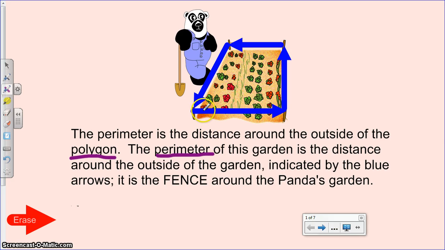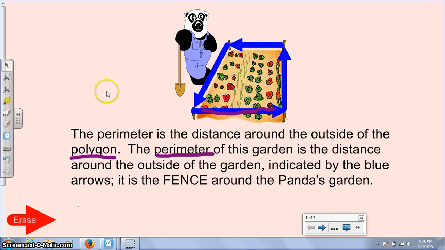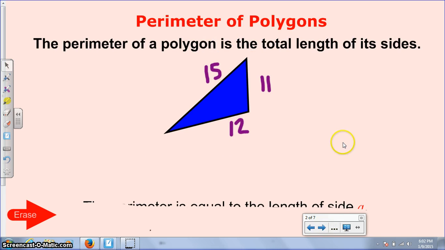And these blue triangles of this garden show us that. They go all the way around the outside of this garden, and that shows us the perimeter. It's like building a fence around the garden to keep anything out. The perimeter is like that fence that you would build all the way around. And we're going to figure out how to determine what the perimeter of an object is. And actually, it's really quite simple. It's just simply adding all the sides. That's all you have to do.